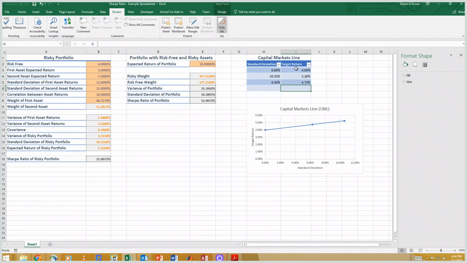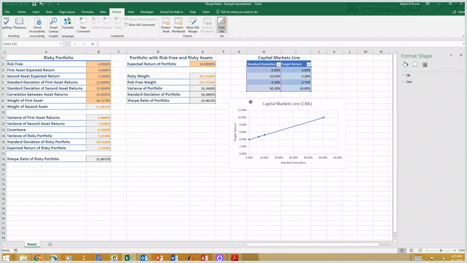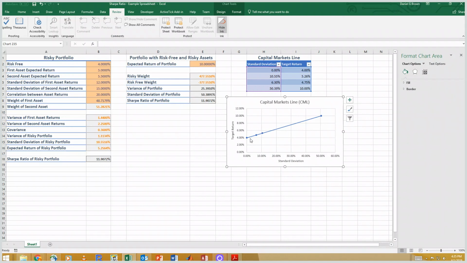And so to achieve a target return of 10%, I have to have a standard deviation of 50.3895. And as you see, we're still on a straight line. So basically, this capital markets line represents the standard deviation versus target return of our portfolio. Again, the portfolio consists of a risk-free investment and an investment in risky assets. And what it says is that target return versus standard deviation is a straight line.